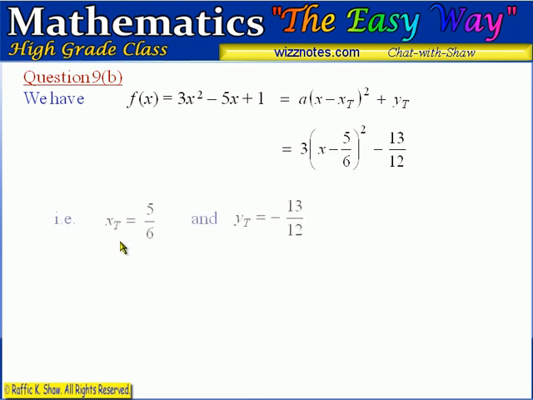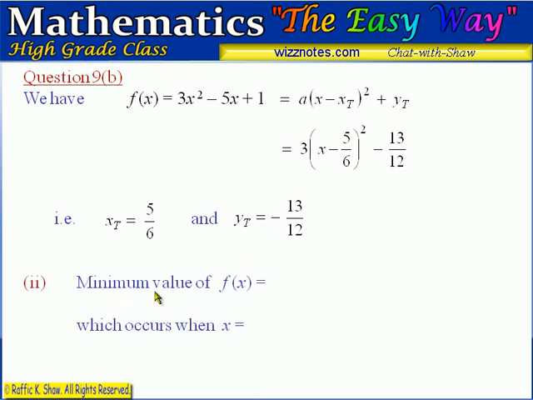And what we have is that xt, the x value at the turning point on the quadratic graph for this function, is 5 divided by 6, and yt, that is the y value at the turning point on this quadratic graph, is negative 13 divided by 12. And we are required now to state the minimum value of f of x and the value of x for which f of x is minimum.